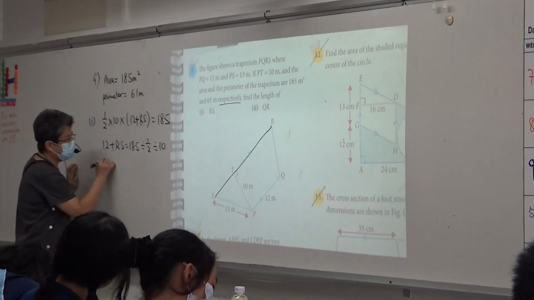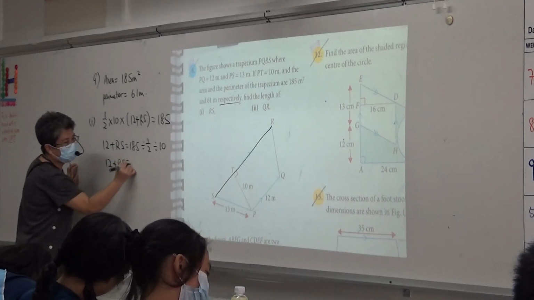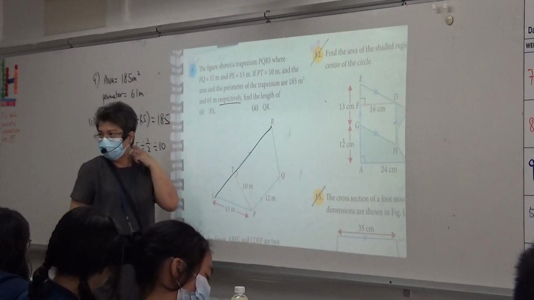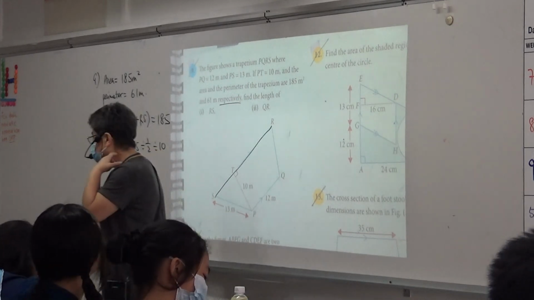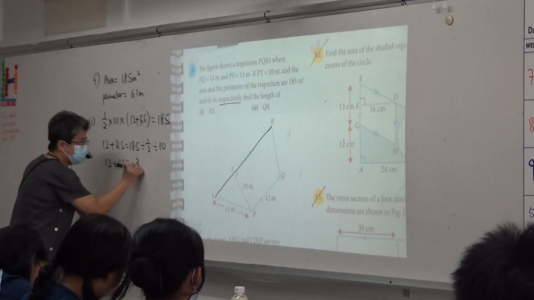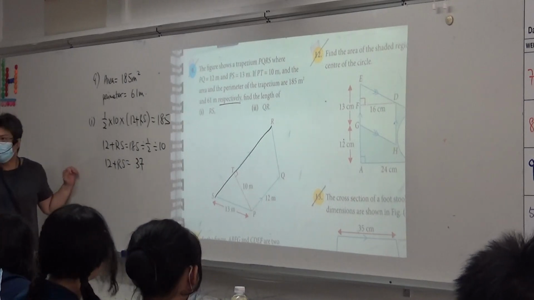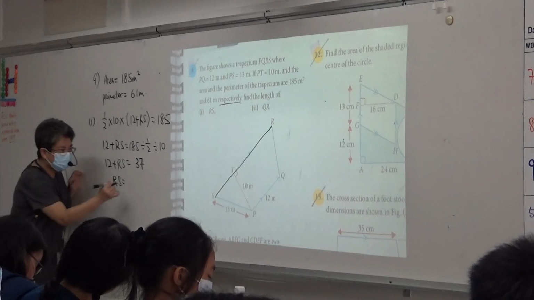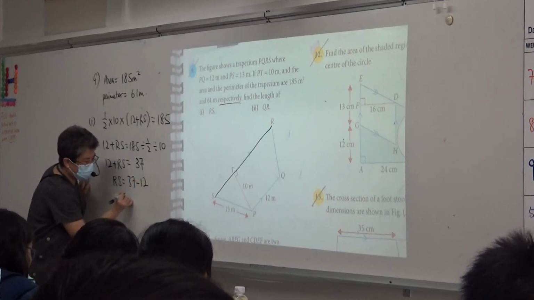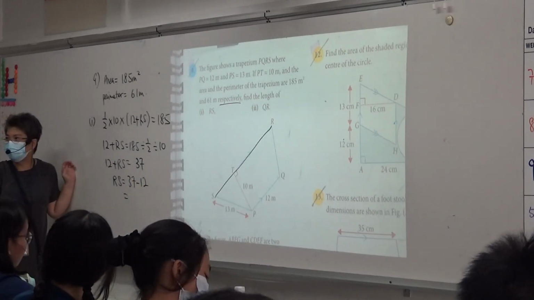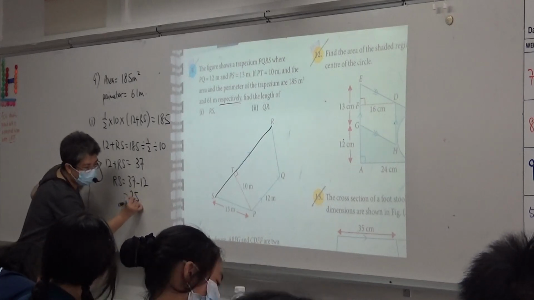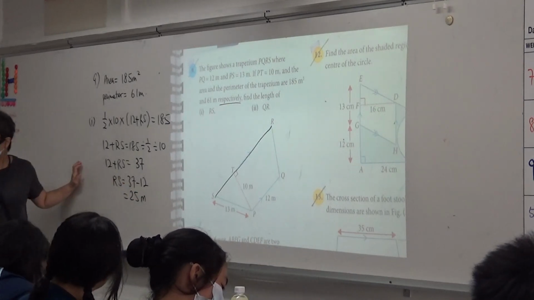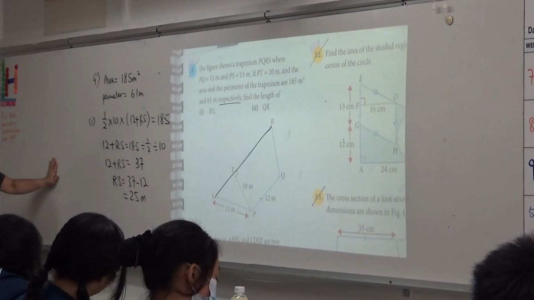Can you tell me what is this answer on the right first? This one is 37, right? So, how would I find RS? 37 minus 12. So what is that? 25. Get the units correct. In this question is what? Meters. 25 meters.